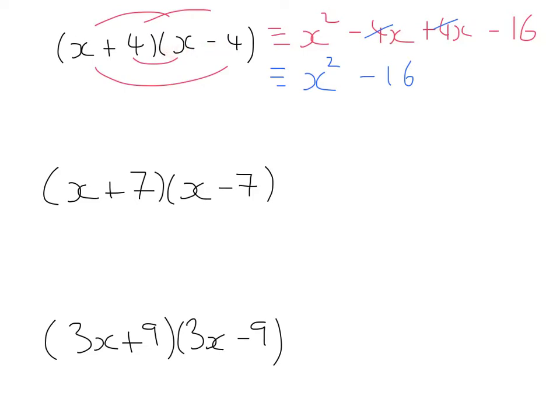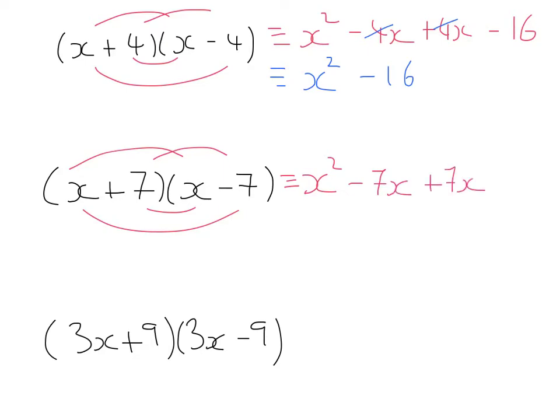If we compare that first expression to the second expression, they have something in common. We have the same number in both brackets, and in one bracket it's a positive, and in the second bracket it's a negative. If I try expanding this one again, I get x squared, subtract 7x, add 7x, and positive 7 multiplied by negative 7 becomes negative 49.